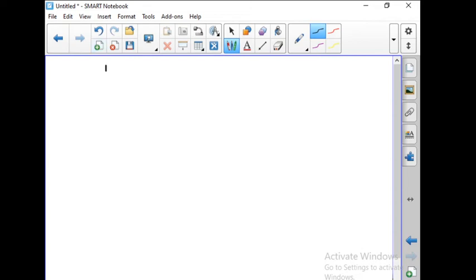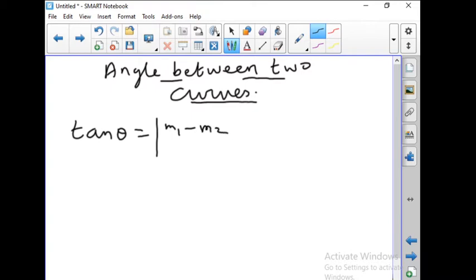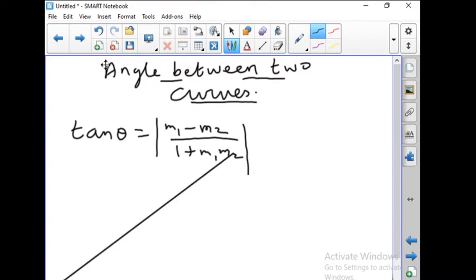We will continue with angle between curves. Angle between two curves. If theta is the angle between two curves, we have seen the formula already. So what is tan theta then? Tan theta is equal to modulus of m1 minus m2 by 1 plus m1 into m2.